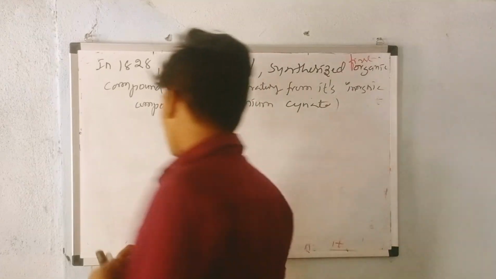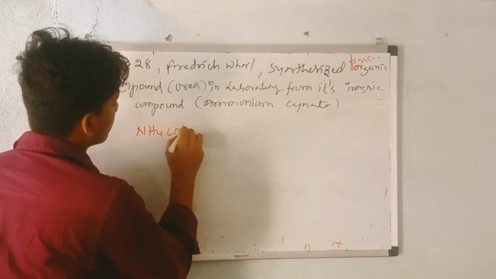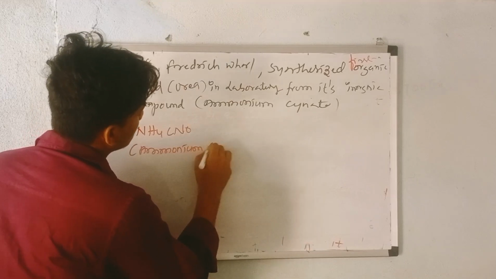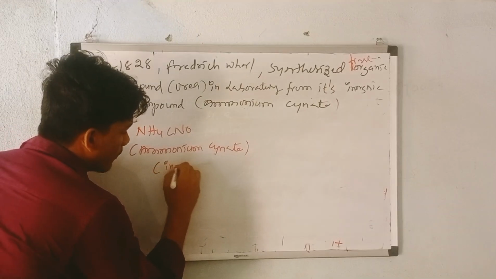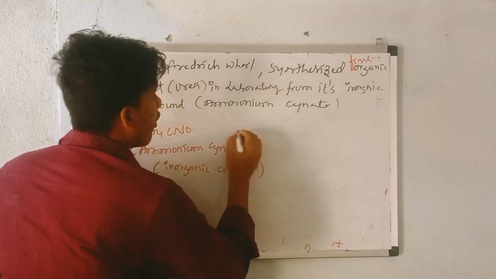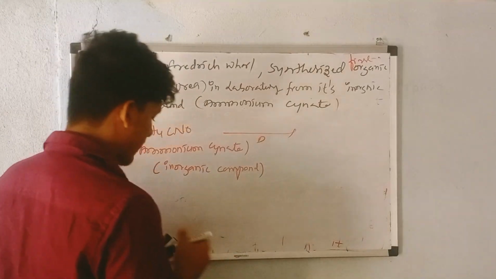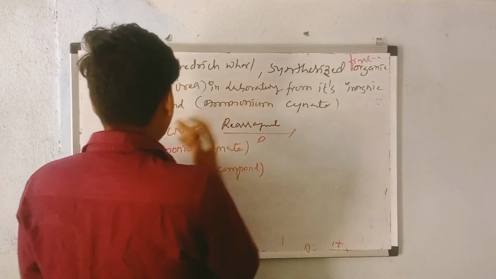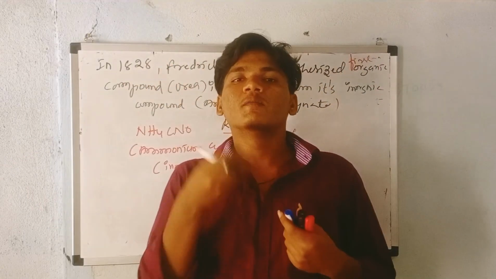Here the ammonium cyanate formula is NH4CNO. This is called ammonium cyanate, and it is an inorganic compound, right? On heating it, a rearrangement takes place. The elements present within this compound get separated and rearranged due to heating.